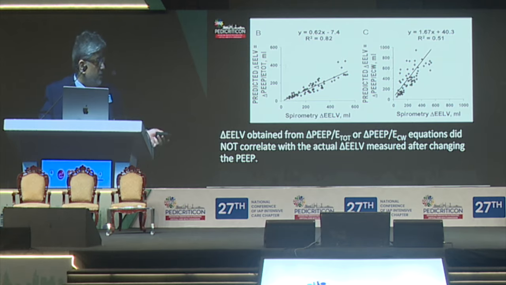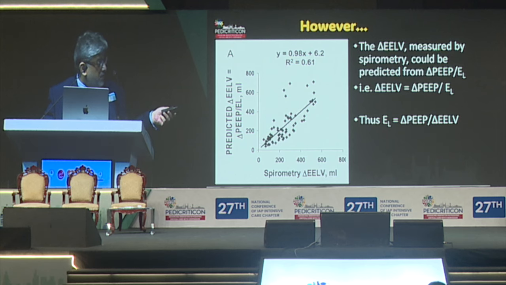They found that the change in the end expiratory lung volume, compared with the ratio of change in PEEP to total elastance and change in PEEP to chest wall elastance, were not correlating, but the delta ELV, which was measured by spirometry, was predicted very well by the ratio of delta PEEP to lung elastance. That means delta ELV is equal to the ratio of delta PEEP to lung elastance. And if we rearrange this equation, we can see that lung elastance is equal to the ratio of delta PEEP to delta ELV. This means we can measure lung elastance by changing the PEEP.